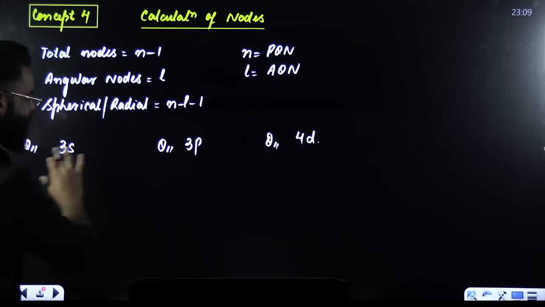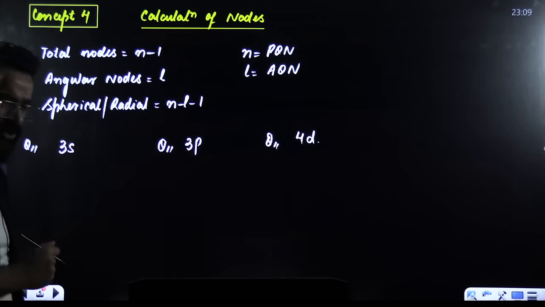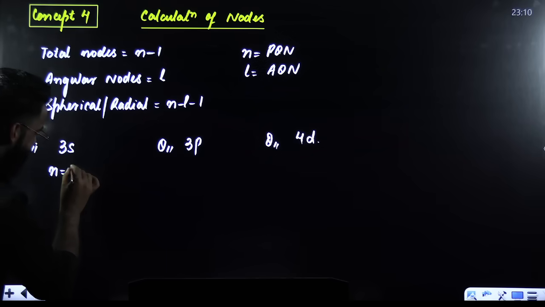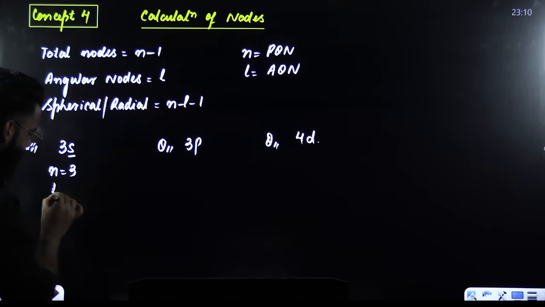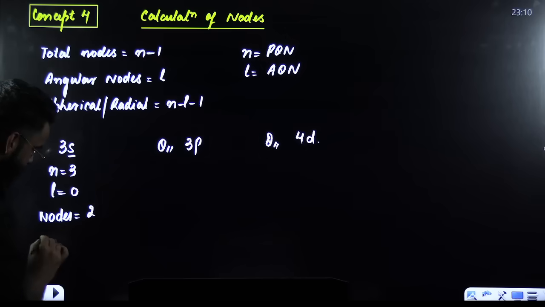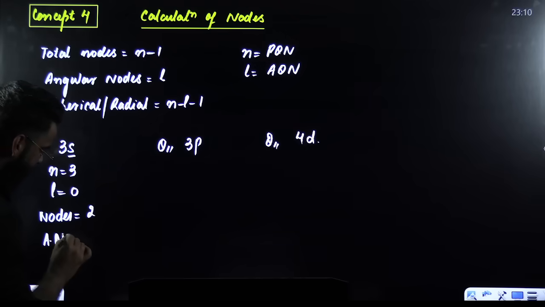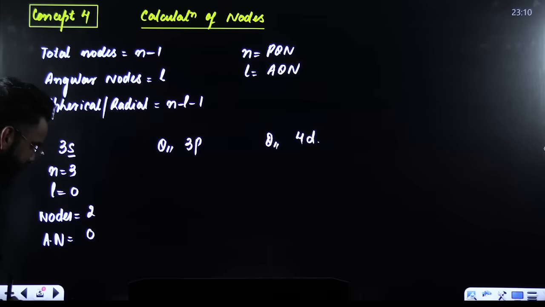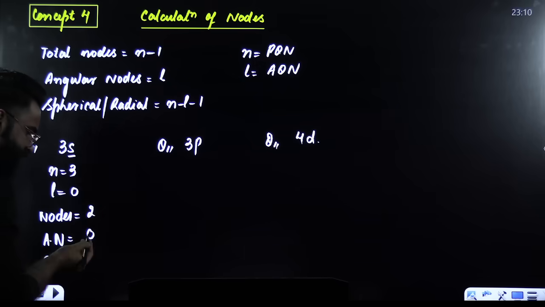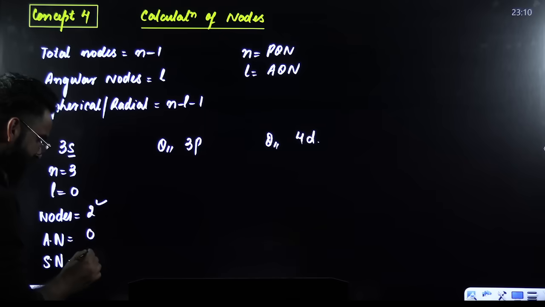Now, my dear students, these are some questions by means of which you'll understand what we have to do. For example, we have 3s. In case of 3s, n is equal to 3, and in case of s subshell, L value is 0. So how many total number of nodes? Total number of nodes would be n minus 1, so 3 minus 1 is 2. Angular node is given by the value of L, that will be 0. So what about spherical nodes? Total nodes are 2 and there are 0 angular nodes. That means both the nodes are going to be spherical.